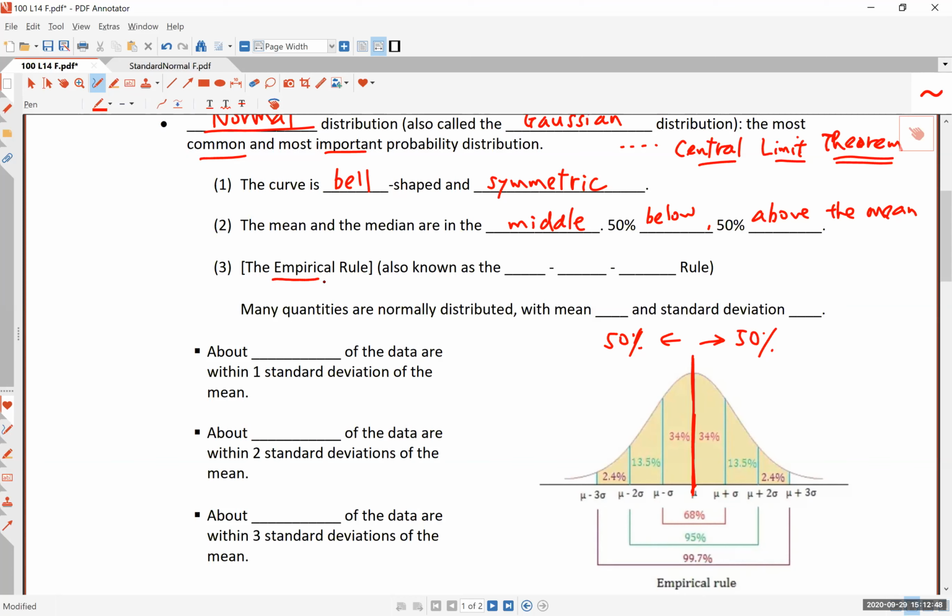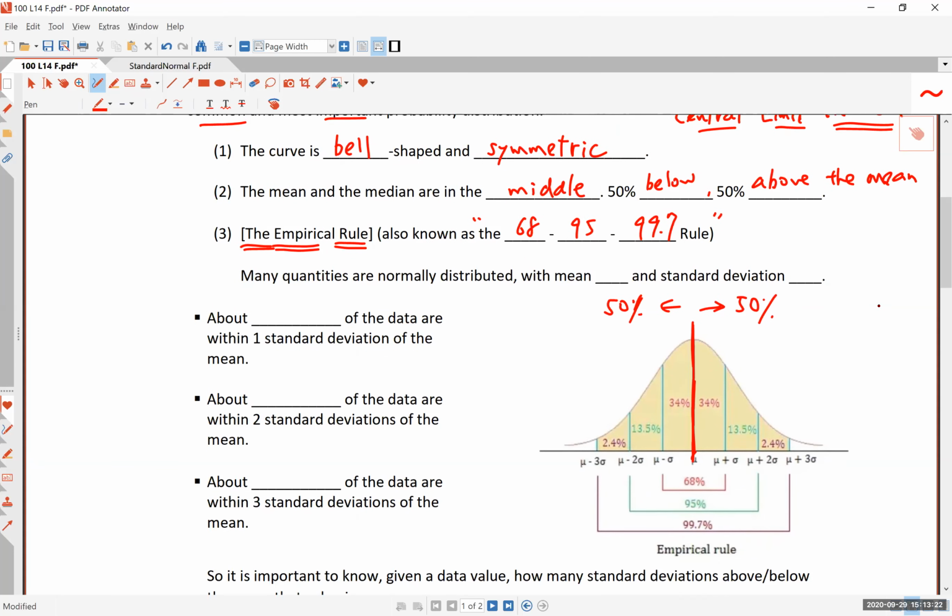All right, so one of the important rules that is related to the normal distribution is this thing called the empirical rule. It also has a funny name. It's also known as the, ready for this, 68, 95, 99.7 rule. Yes, that is the name. The empirical rule is sometimes called the 68, 95, 99.7 rule. And of course, these are not just randomly generated numbers. They do have a meaning.